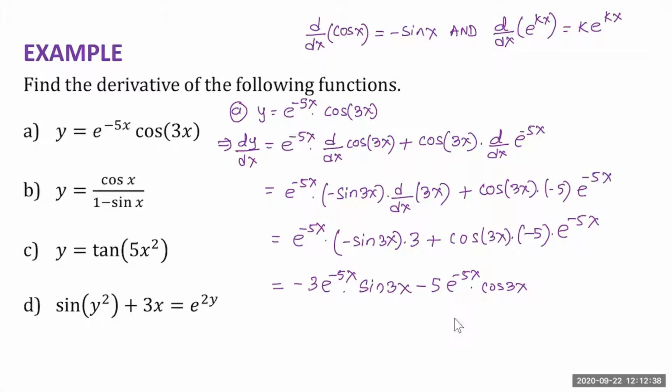Now, if you look at this carefully, you'll see that in both terms there is a negative and also there is e to the negative 5x. So that is common. We can factor negative e to the negative 5x out. Then you're left with 3 sine 3x. We factor out the negative, so it will be positive. We factor out e to the negative 5x, so you have 5 cosine 3x. So this is the derivative of the function y equal to e to the negative 5x times cosine 3x.